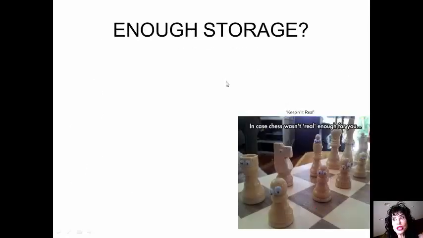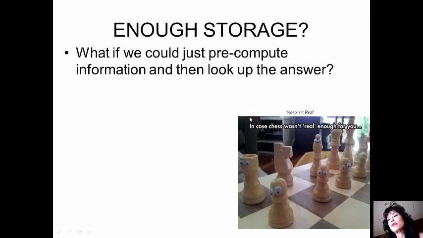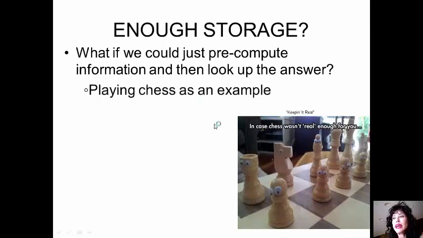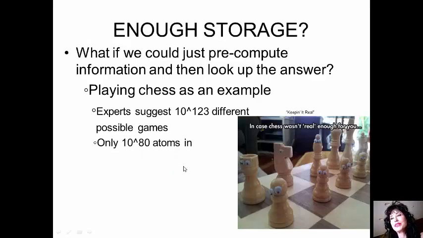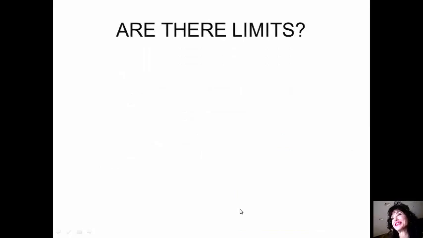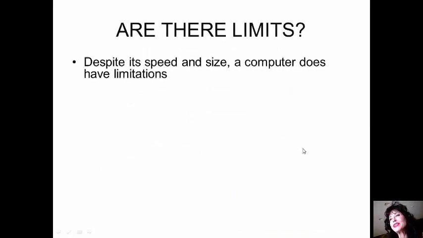Do we have enough storage? What if we could just pre-compute information and look up the answer? So back to our chess game example, if you wanted to have a lookup table in your computer memory, you would need to have 10 to the 123rd power different possible games contained in that lookup table. But there are only 10 to the 80th power atoms in the observable universe, so it's not going to be a good idea. Are there limits?